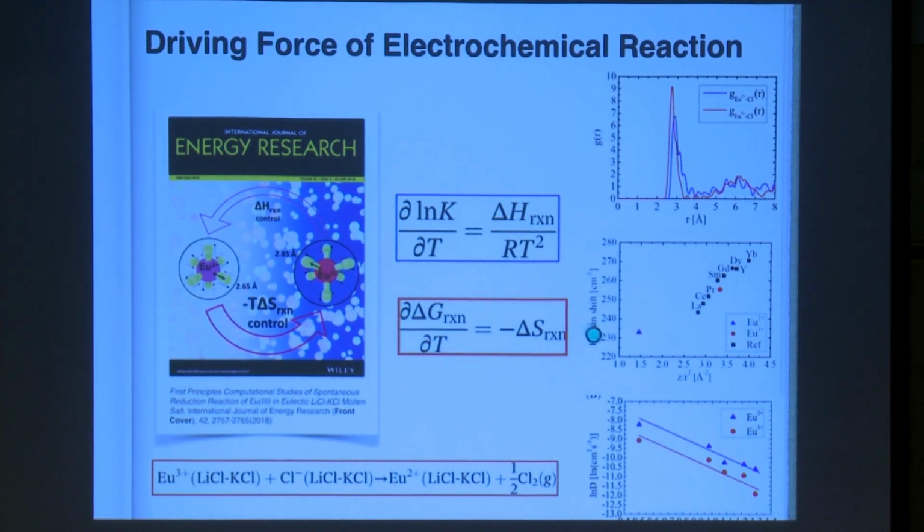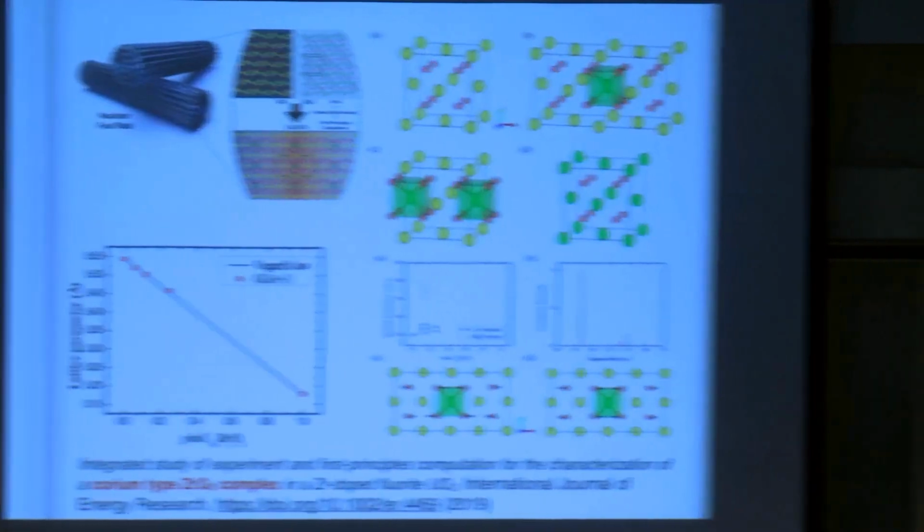What is the Raman vibration spectroscopy? What is the diffusion coefficient of uranium 2+ and 3+ in the molten salt media? We found out that uranium 2+ has a much coarser solvation shell, and the diffusion coefficient is much higher in uranium 2+, which means uranium 2+ has much higher entropy than uranium 3+. So this reaction is driven by entropy change.